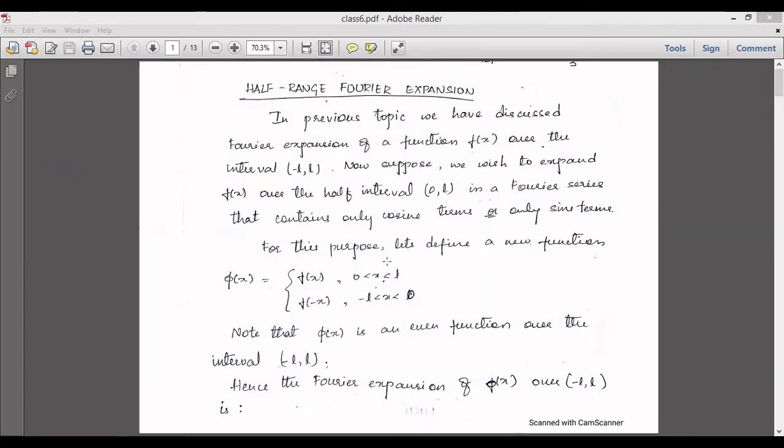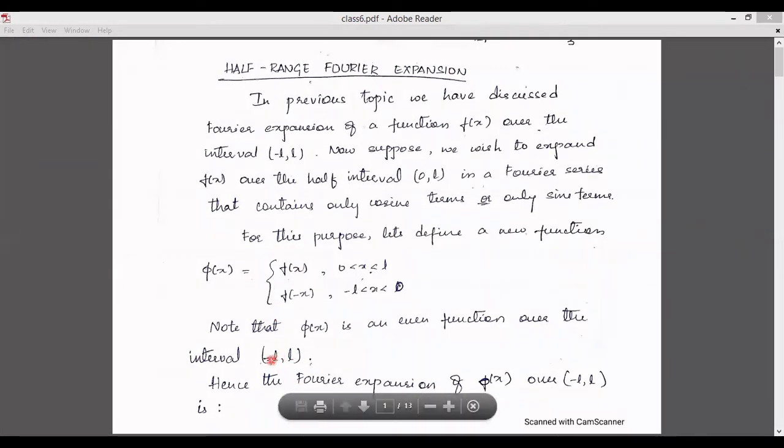See here, if you want to check how this phi of x is an even function, just replace this f of x by any function. For example, take f of x is equal to x. If you take f of x is equal to x, then f of minus x will be minus x. And I have given you how to decide the even nature and odd nature of a split function. By that way, you can decide that the given split function is an even function. And this is for the interval minus L, L.